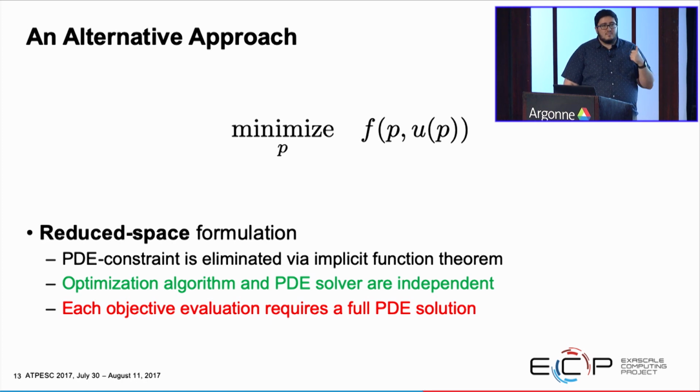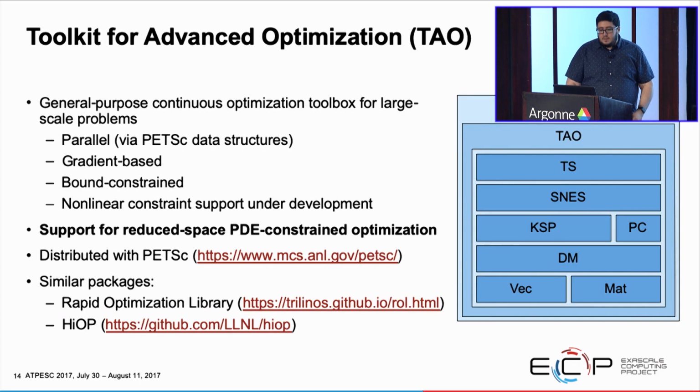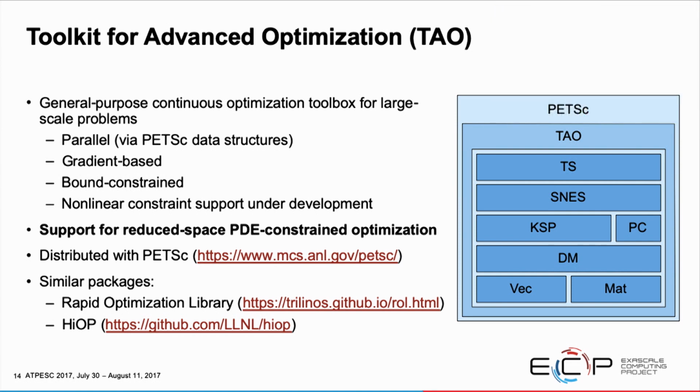But of course, the downside of this is every time we want to evaluate the objective function, we have to solve the PDE fully to get the corresponding states. However, this is the way we're going with. As I mentioned, the decoupling is necessary in order for us to be able to write general purpose optimization libraries. So as part of PETSc, the Toolkit for Advanced Optimization, TAO, is the component of PETSc that does optimization.